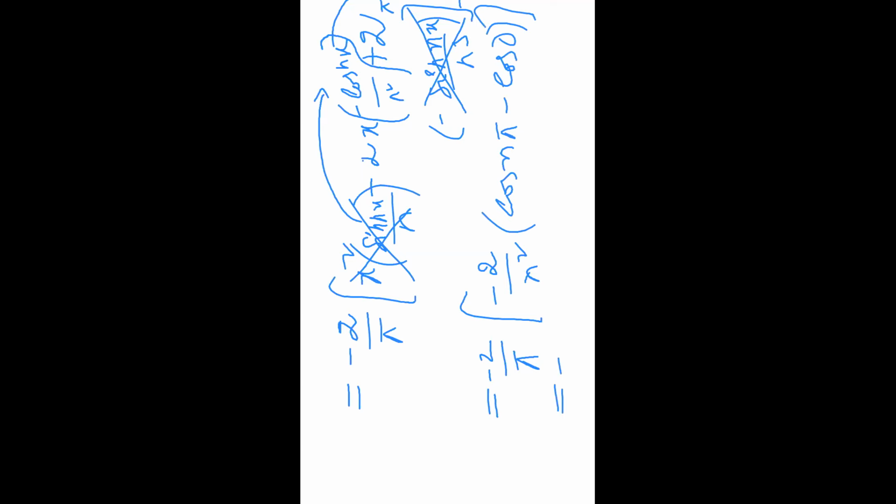Close the bracket. Minus 2 into minus 2 plus 4 by pi n square cos n pi. So cos pi: the odd angle of cos is minus and the even angle of cos is plus. So cos pi is minus 1, cos 2 pi is plus 1, cos 3 pi is minus 1, cos n pi. Here n is not even nor odd, so minus 1 power n, and cos 0 is 1. Finally, the value is 4 by pi n square into minus 1 power n minus 1.